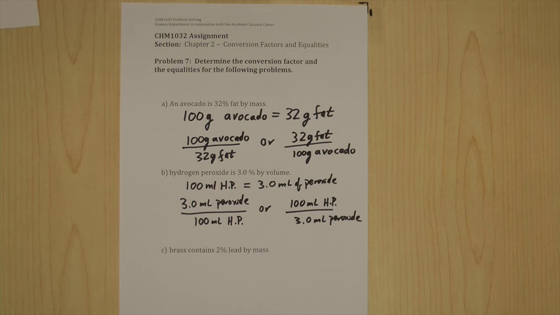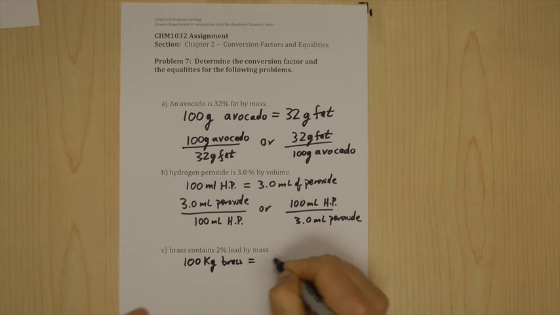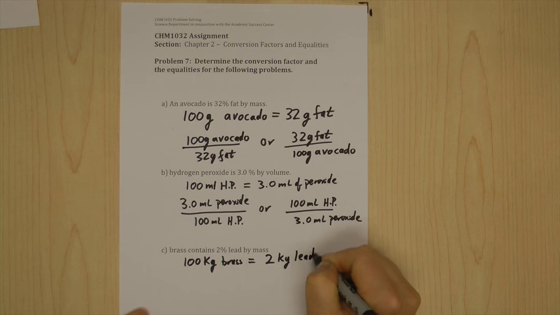Brass contains 2% lead by mass. So in the alloy of the metal brass, you have 2% of that alloy is lead by mass. So again, in 100, let's do kilograms this time, kilograms of brass, you have 2 kilograms of lead. Now I could have used grams here. I just chose kilograms to illustrate that you can use either grams or kilograms.